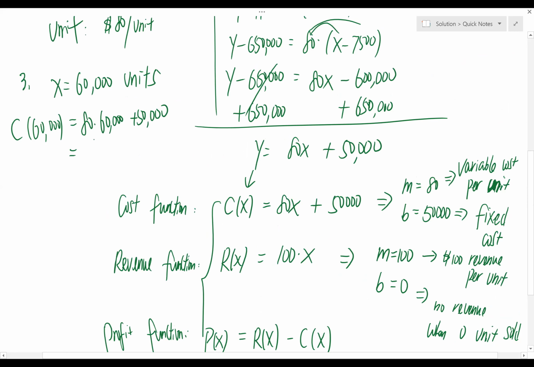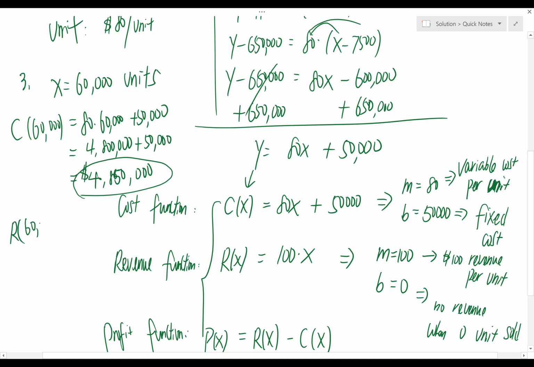And this is 4,800,000 adding 50,000. Okay, and this total cost becomes 4,850,000. Okay. And this is the total cost for producing 60,000 units. And then revenue when 60,000 units are produced, total revenue should be, again, replace x here with 60,000. So we get 100 times 60,000. And this turned out to be 6 million.